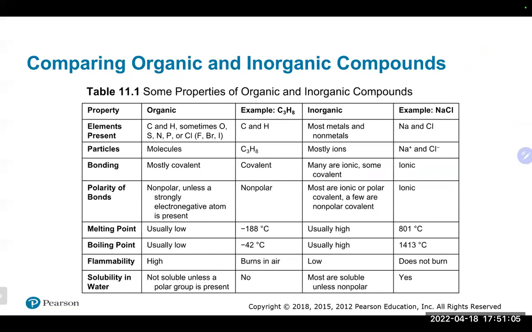Here's just a table from your book of some of the differences between organic and inorganic. Major differences are melting points and boiling points, kind of opposite ends of the spectrum. Also in terms of flammability. And again, in terms of the actual bonding, organic compounds are pretty much sharing electrons, while ionic compounds have no sharing of electrons and are held together by that electrostatic attraction. Any questions on that?